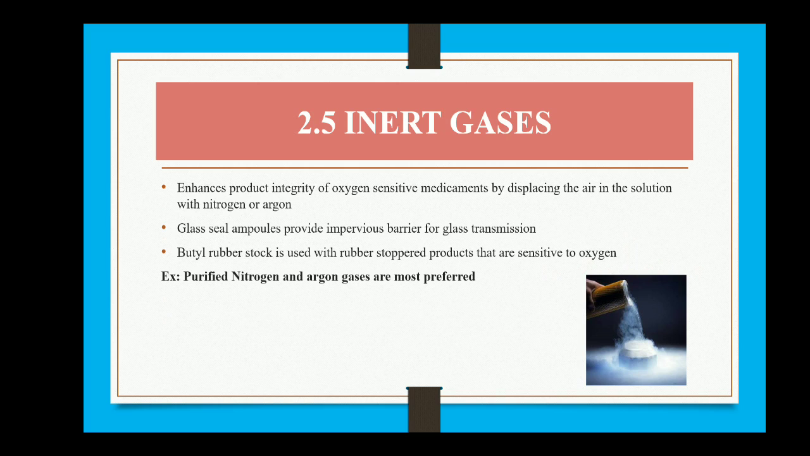Glass sealed ampoules provide an impervious barrier for gas transmission, and butyl rubber stock is used with rubber stoppered products that are sensitive to oxygen. Example, purified nitrogen and argon gases are most preferred. Butyl rubber provides a better resistance to gas permeation.